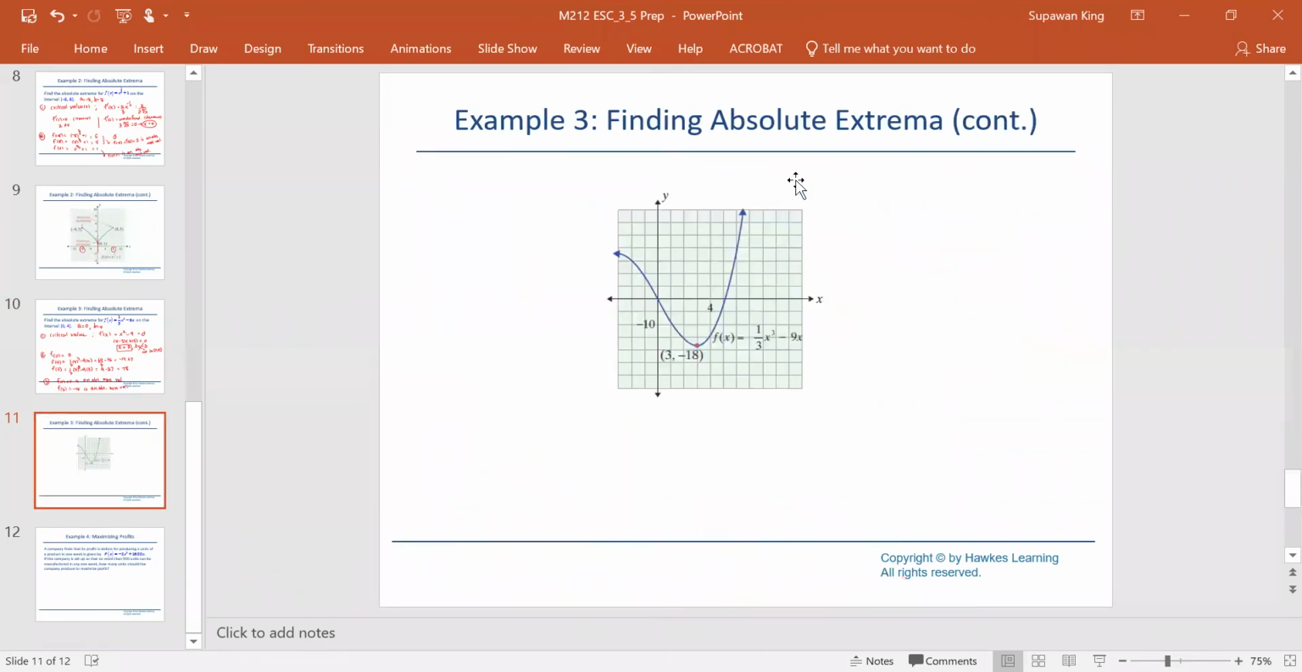As you see in the graph, within the interval [0, 4], the graph is just this small piece. The critical value occurs at x equals 3, which gives you the horizontal tangent. The function value at 0 is 0. The function value at 3 is negative 18, so we have the absolute maximum at 0, absolute minimum at 3.